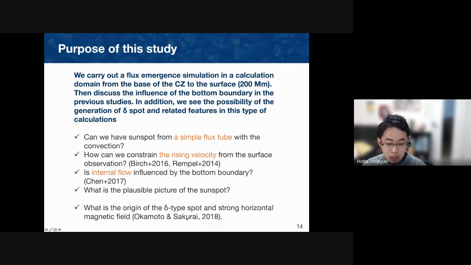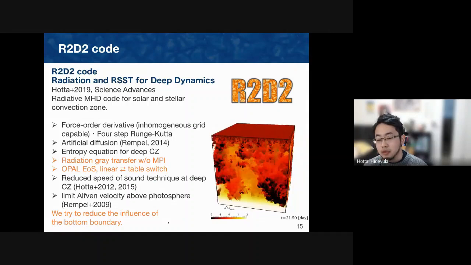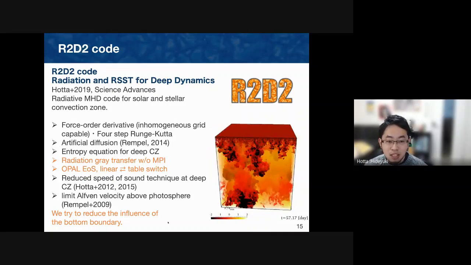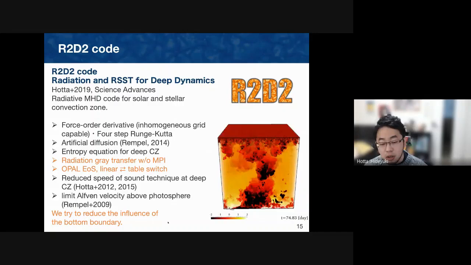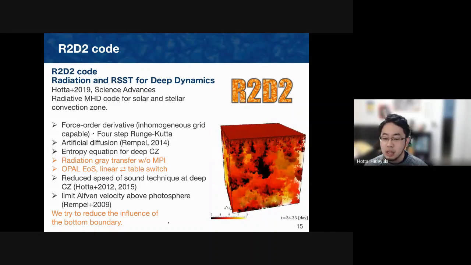In order to extend the bottom boundaries and the computation box, we developed a new code, the R2D2 code. This is a radiation code with RSST, the reduced speed of sound technique, for the deep dynamics. Using this numerical code, we successfully cover the whole convection zone in the calculation. This is a fast calculation, and I think no other code has covered the whole convection zone yet.